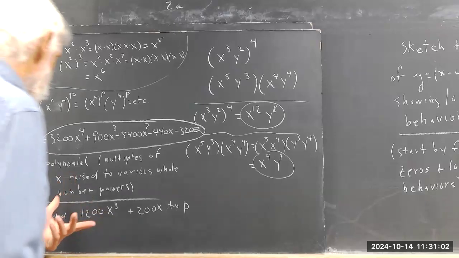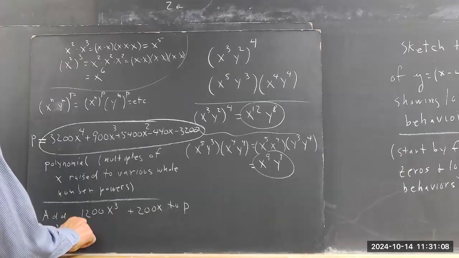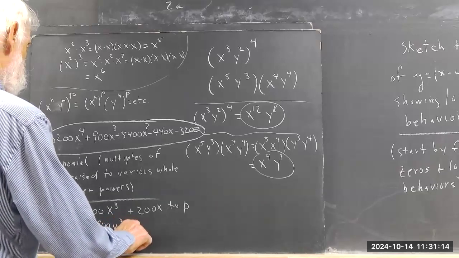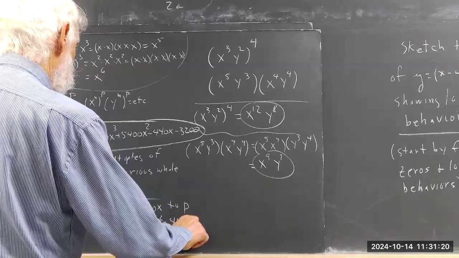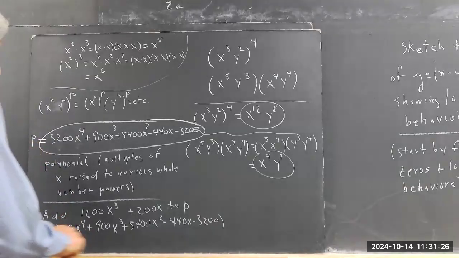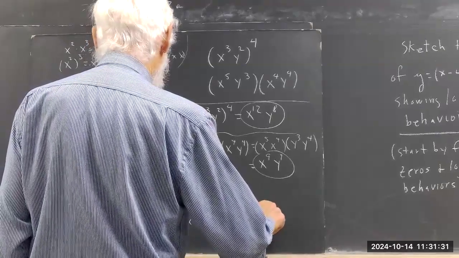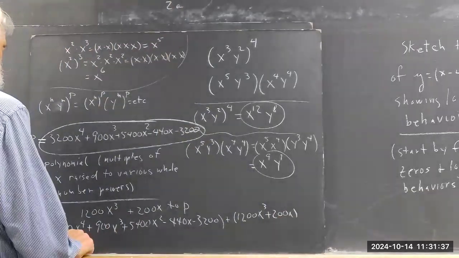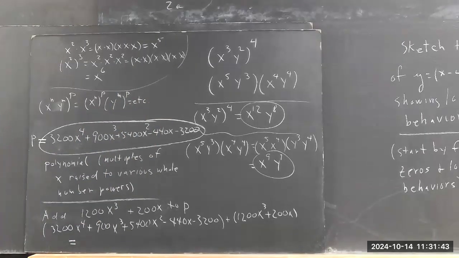Well, if I add this to this, I say, okay, well, 3200x to the fourth plus 900x cubed plus 5400x squared minus 440x minus 3200. Put that in parentheses, that's P. And to that I add 1200x cubed plus 200x. What does that equal? Can you write that out and write out what that equals?